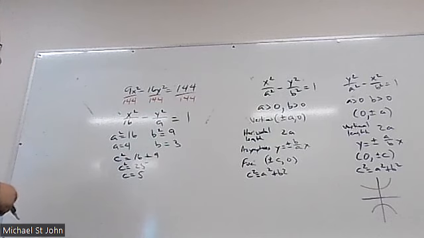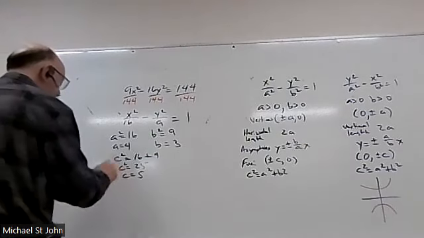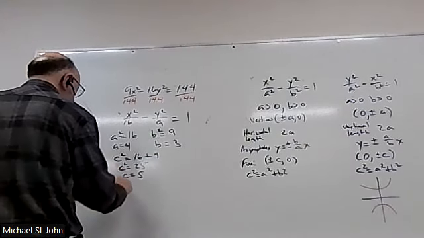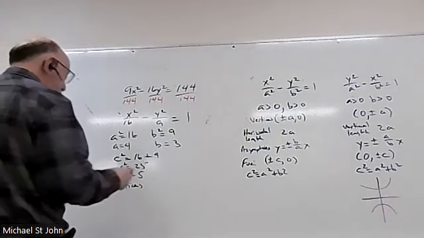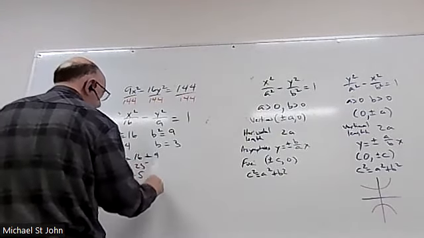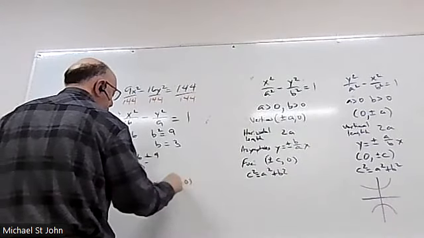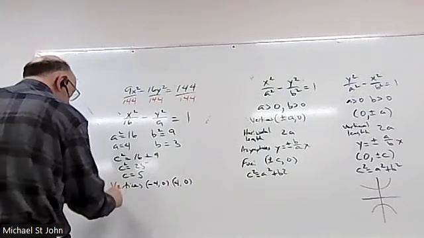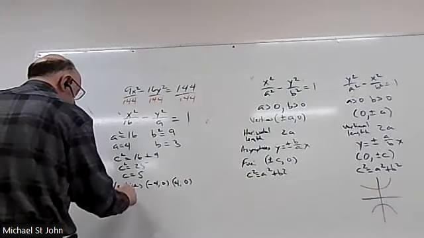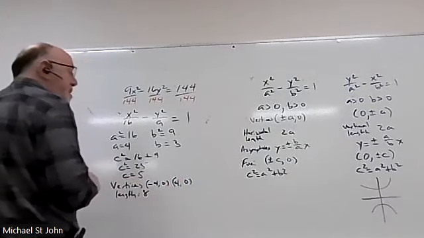So now that we have the a, the b, the c, let's actually get everything about this. So we know our vertices are given by the a. So we're going to have one vertex at minus 4, 0, and the other one at 4, 0. The horizontal length is going to be 2 times a, so this is going to be 8.